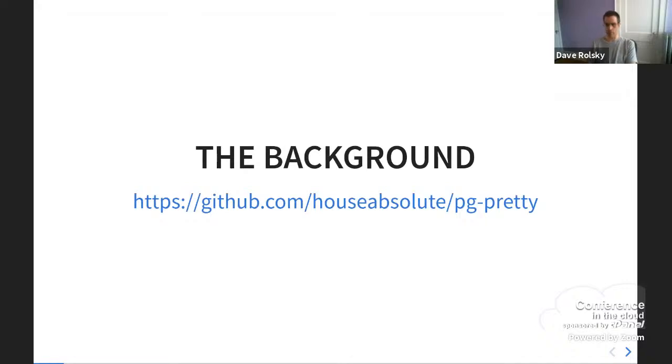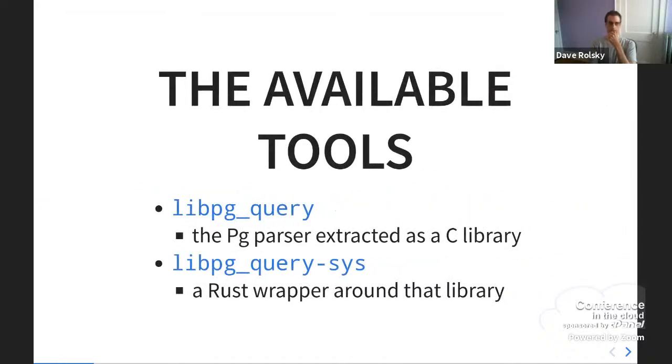When I first started on this project, I looked at what tools were available. There's this thing called libpgquery, which is a C library where somebody ripped the PG parser code out of the Postgres source and turned it into a library, which is really helpful, because building that parser is quite a bit of the hard work. So I didn't have to do that, that's great. And then there's a Rust wrapper around the C library somebody else wrote called pgquery-sys. Cool. Great. I should be able to get right on this and write my pretty printer.